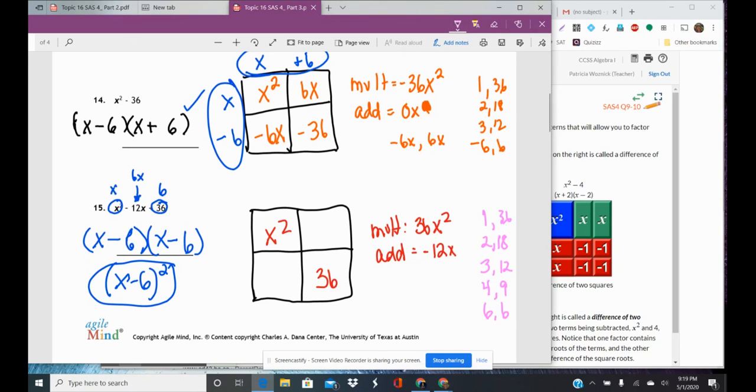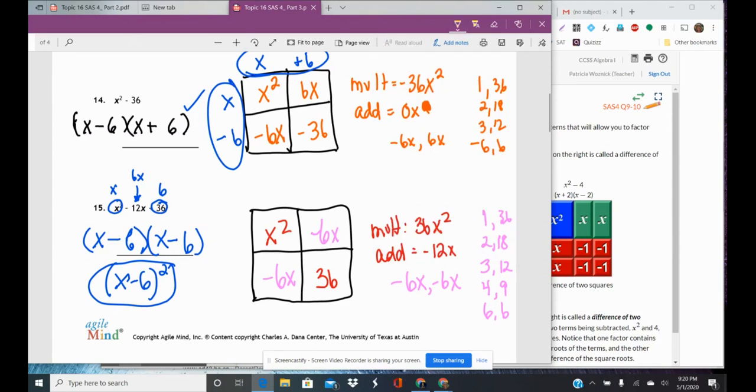Okay, but in order for me to get, and you guys hear me talk in class about tightening it up, I tighten it up right now. 6 and 6 will give me 12, but it's not going to give me negative 12. So if I say the two numbers are negative 6x and negative 6x, negative 6x times negative 6x gives me positive 36x squared, and negative 6x and negative 6x gives me negative 12x. So great, my numbers are negative 6x and negative 6x.